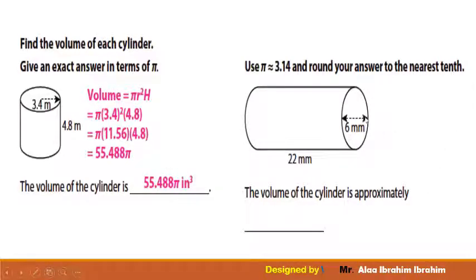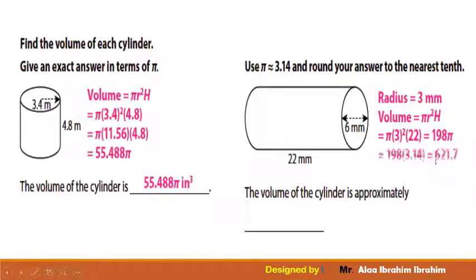Here, this is the diameter, so I convert it to the radius. My radius is half, which means 3. The same way, my radius is 3. Then I find the volume with the same formula. Because the problem tells you here to use 3.14, I change pi to 3.14. My radius is 3 and my height is 22. Now I multiply by 3.14 and round to the nearest tenth. So this is my answer.